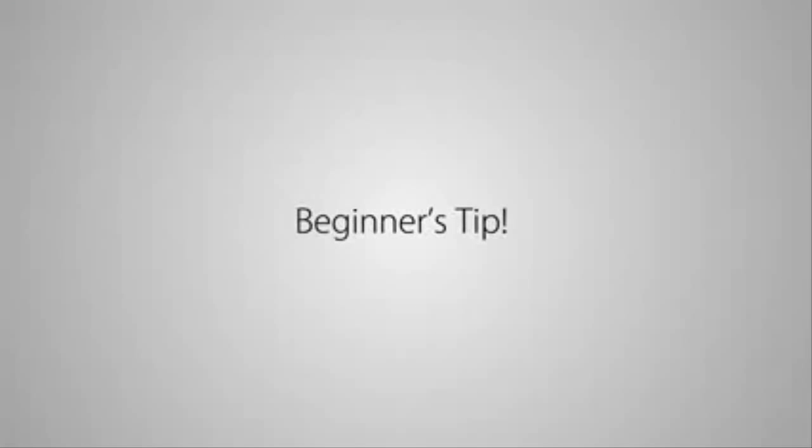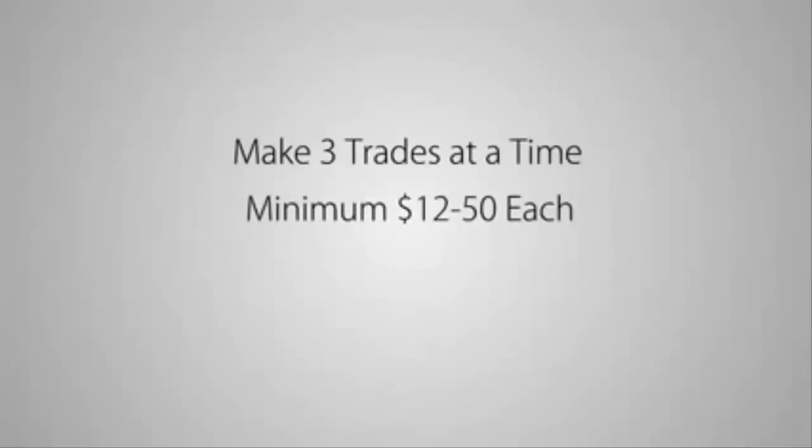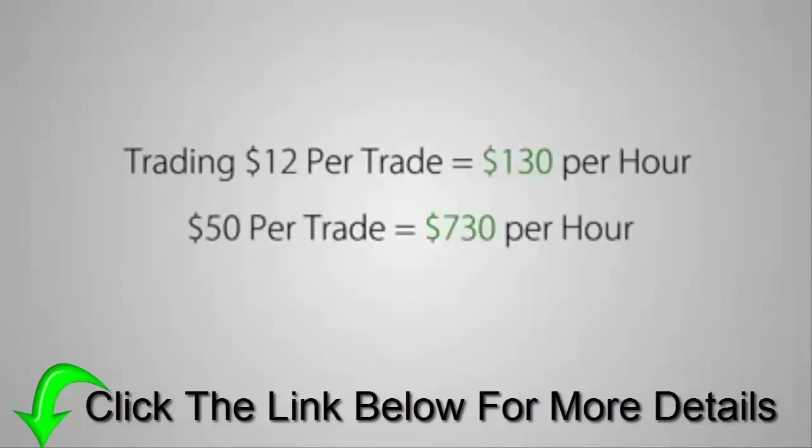All right, everybody, that concludes the software demonstration. I'm going to go ahead and leave you with a little beginner's tip that I give most of the beginning beta testers of our groups. What I suggest you do is make 3 trades at a time, minimum $12 to $50 each, every 10 minutes. Now, you saw before that you can place more than one trade at a time. Okay? Now, what this does is it enables you, if you're trading at $12 per trade, to make $130 per hour. At $50 per trade, that's $730 per hour.